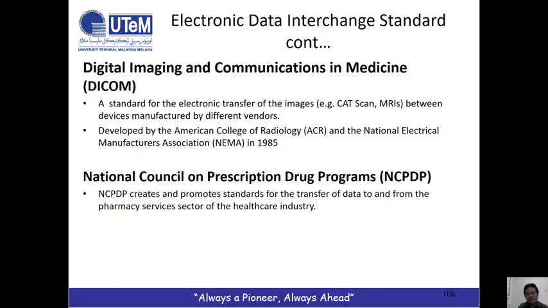Another standard for electronic data interchange is the National Council on Prescription Drug Program. I think we don't use this in Malaysia. I don't know whether other countries use it or not. This is used in the US. They have a standard data interchange on drugs or medication.